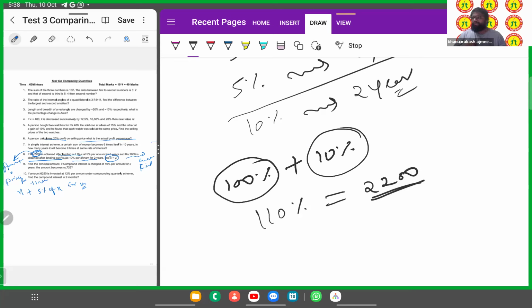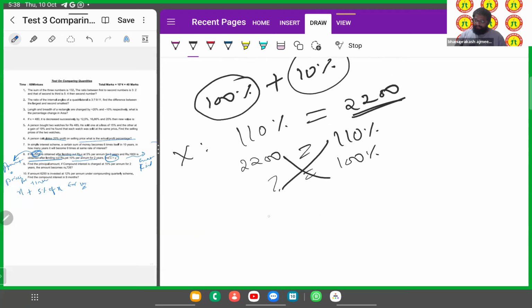How many of you agree with me? To find out the X amount, I will equate 2200 to 110%. Why? Because 5% is added per each year and it is simple interest, and obviously not compound interest, because I gave you the thorough explanation. So if 2200 is 110%, what will be the amount for 100%?